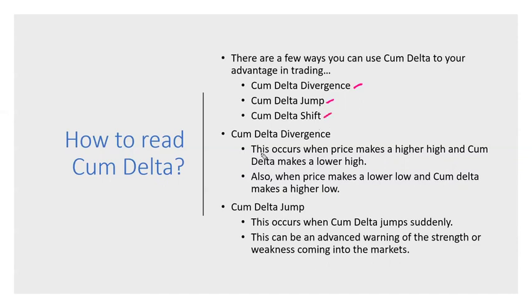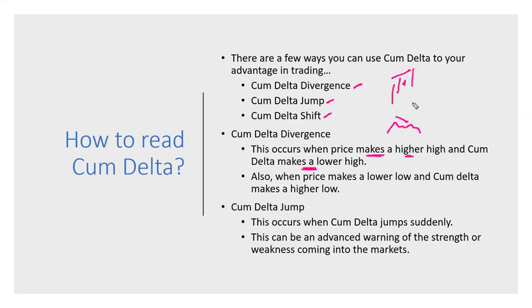Cumulative delta divergence will occur when price makes a higher high, but cumulative delta makes a lower high. So price is going higher, making a higher high, but cumulative delta goes higher and then makes a lower high. So there is this divergence.